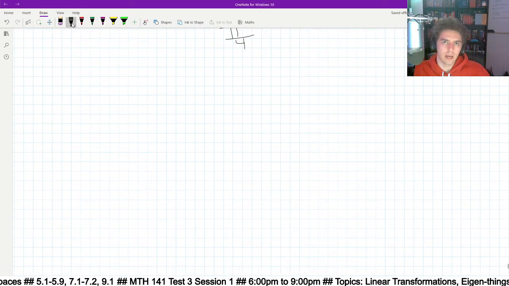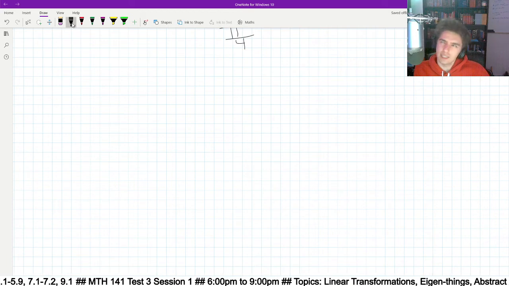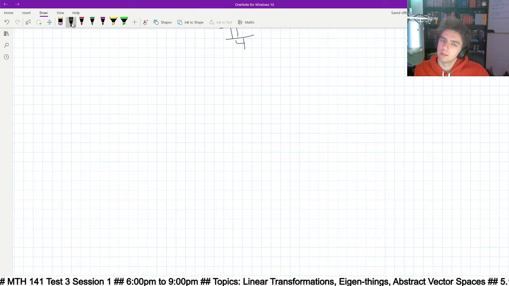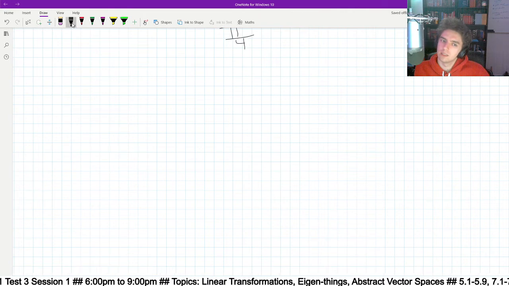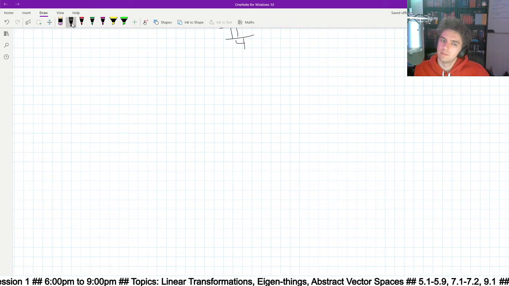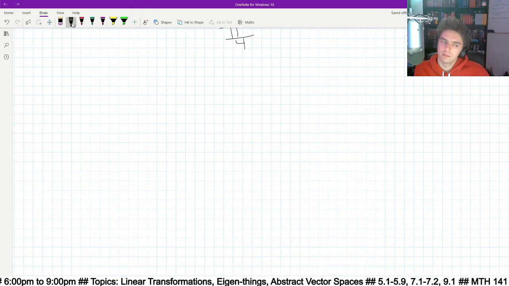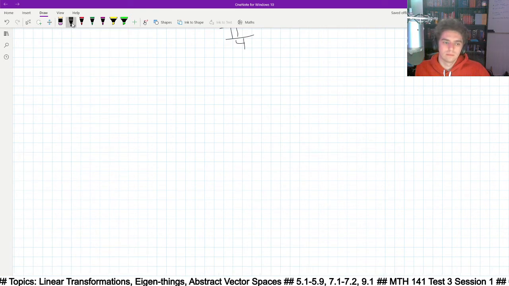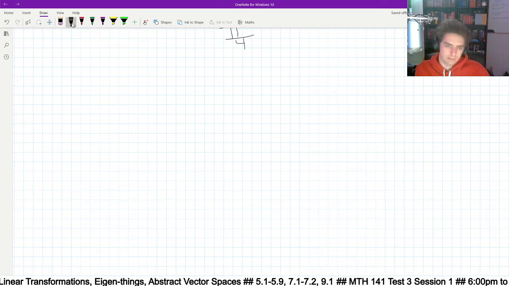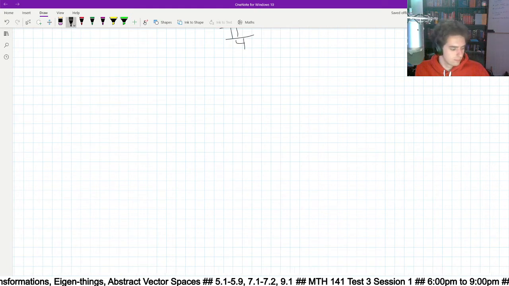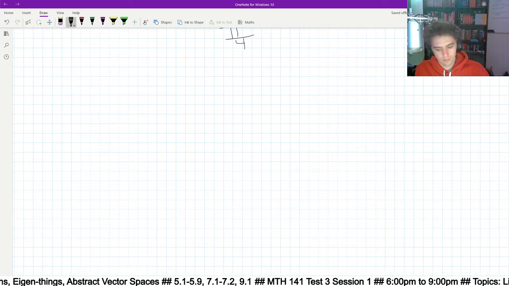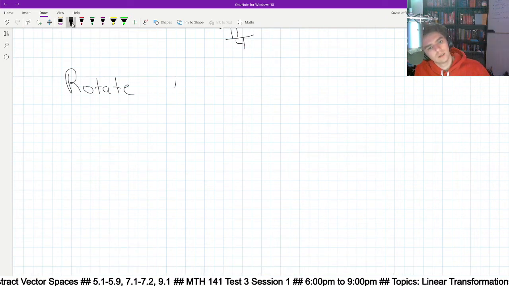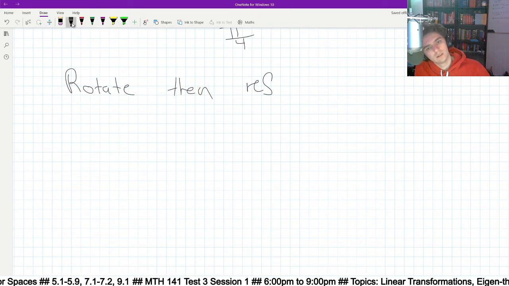The question says what has to go first. I'm not sure if it matters, reflection or rotation first. If they say something like rotate this then reflect it, that means your reflection matrix is on the right and your rotation is on the left. Like the one they say first is on the right, and the one they say after is on the left. If that makes sense.